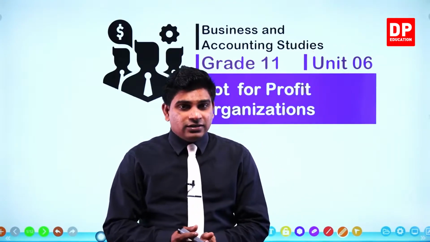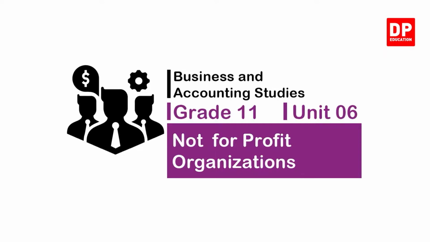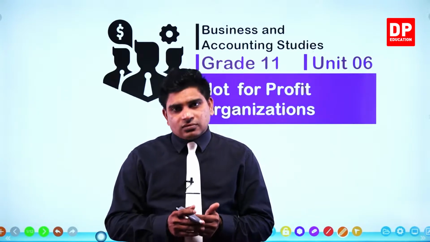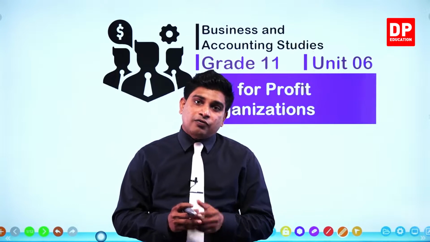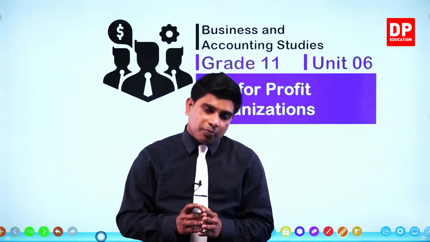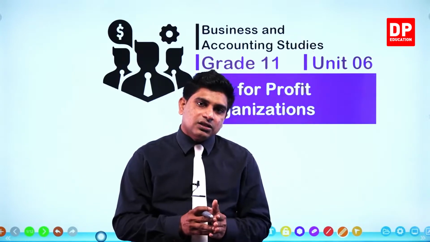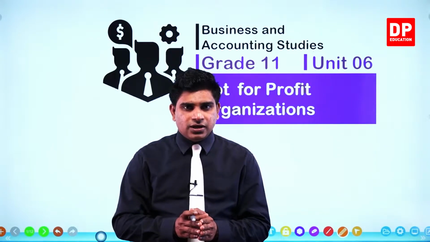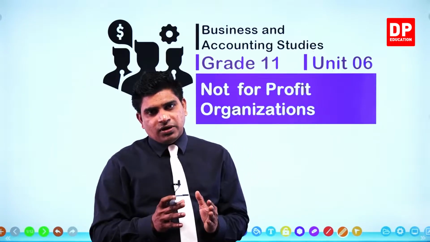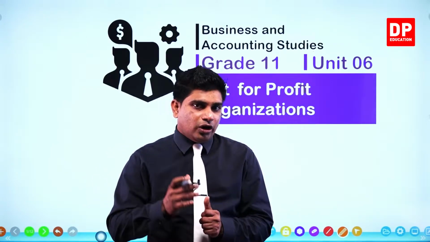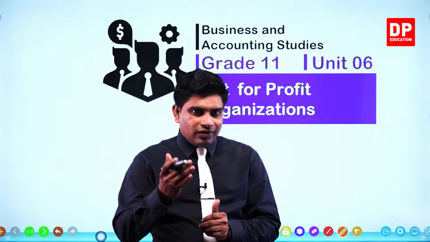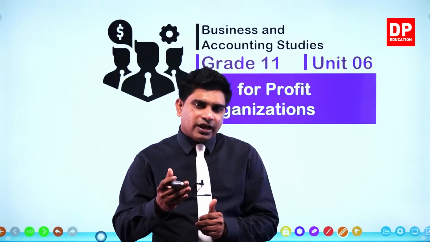I am going to teach you today a new lesson: financial statements for not for profit organizations. In the previous lesson, I taught you how to prepare financial statements in a sole proprietorship business. In that lesson, you learned the profit and loss statement and the statement of financial position. The profit and loss statement calculates the net profit or net loss of a business. The statement of financial position indicates the available assets of the business, capital and liabilities.